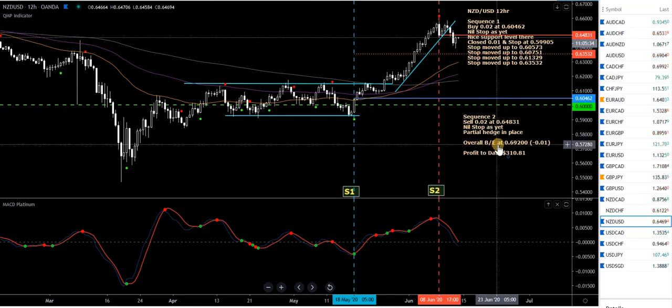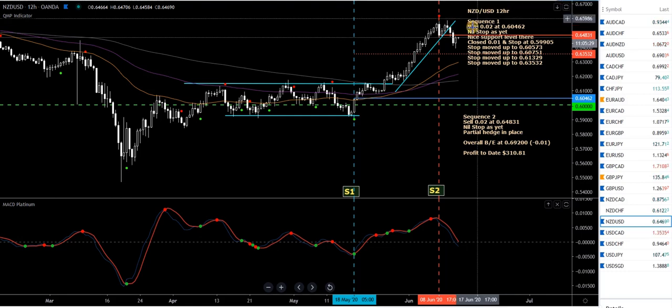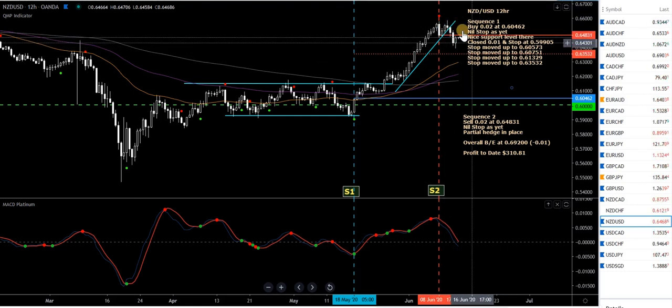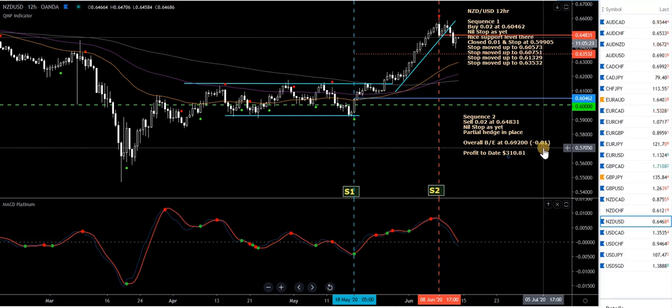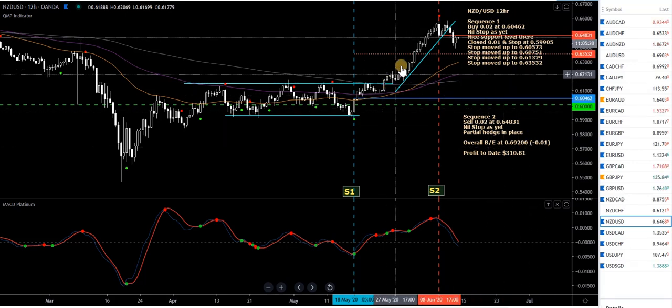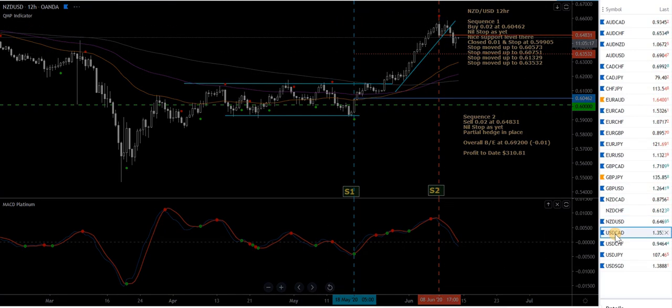The good thing is the overall break-even's up at 69,200, which is way up here. So as long as price stays below that 69,200, and because we're negative 0.01, we're in profit on both trades. So that's pretty good. Looking all right in the New Zealand USD.